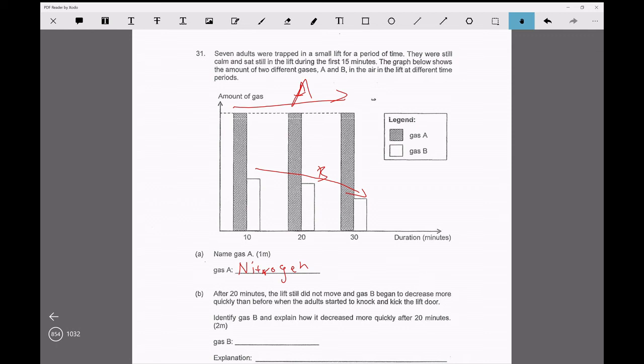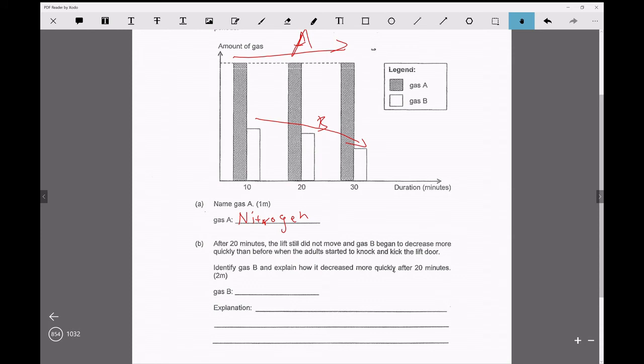So after 20 minutes, they are still stuck in the lift. The gas B, which is oxygen, starts to decrease quickly. So why is it that it decreases more quickly after 20 minutes? After 20 minutes, they start to knock. That means they start to use more energy. That means they need more oxygen. So gas B is oxygen. That's why after 20 minutes, their oxygen will decrease faster because it's being used up. Okay.